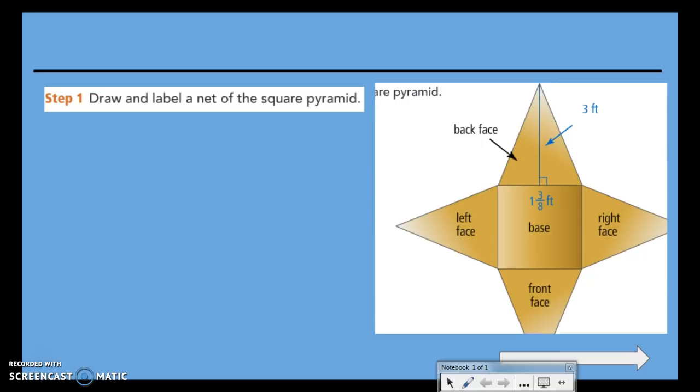So step 1 is to draw and label your nets. As you can see in this net, you only have one base because pyramids only have one base. You have a left and right face, a front and back face, called lateral faces, in case you weren't sure, okay? Your height looks like it's going to be 3 feet, and the width of your base is going to be 1 3/8 feet, okay? Let's go on to step 2. If you're still copying, just pause the video for a minute.